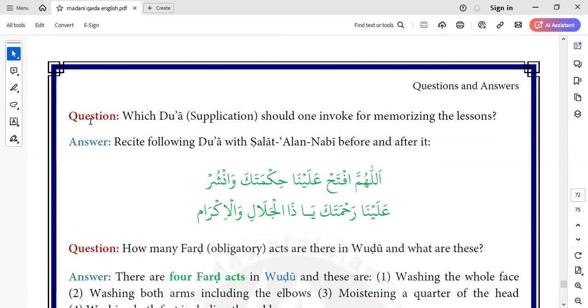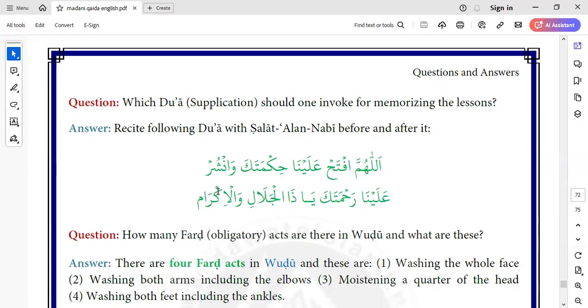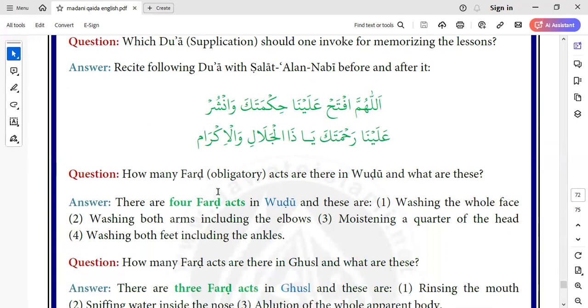Question. This dua we have learned in the second video of this series. Which dua or supplication should one invoke for memorizing the lesson? Answer. Recite the following dua with Salat an-Nabi before and after it. اللهم افتح علينا حكمتك وانشر علينا رحمتك يا ذا الجلال والإكرام.